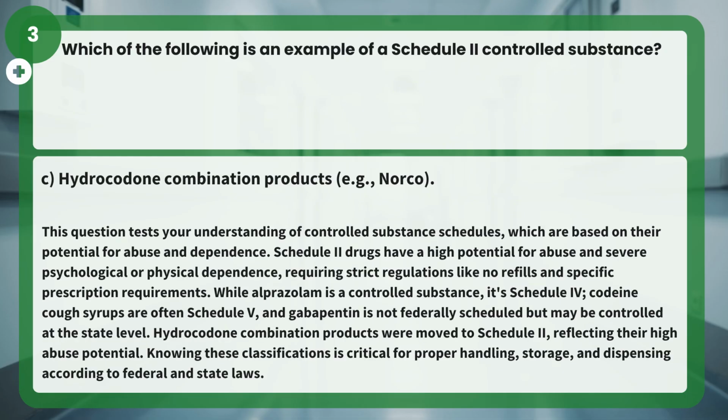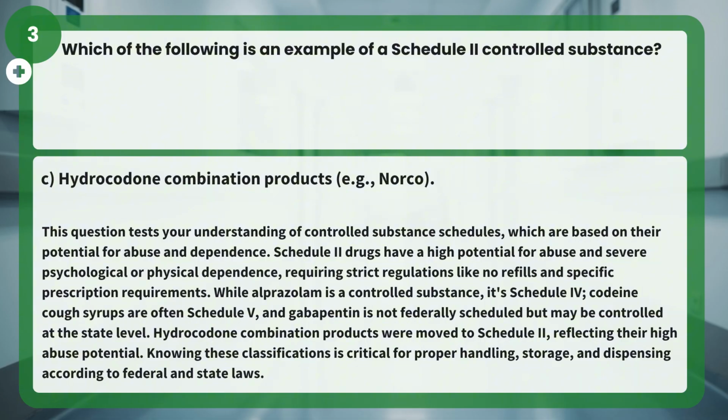Answer: C. Hydrocodone combination products, e.g., Norco. This question tests your understanding of controlled substance schedules, which are based on their potential for abuse and dependence. Schedule II drugs have a high potential for abuse and severe psychological or physical dependence, requiring strict regulations like no refills and specific prescription requirements.